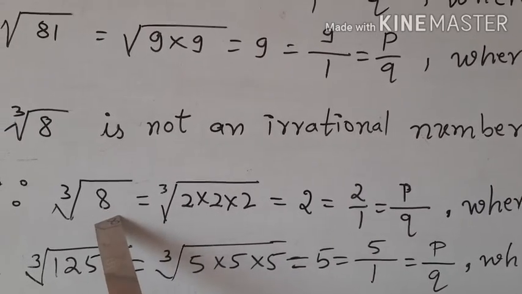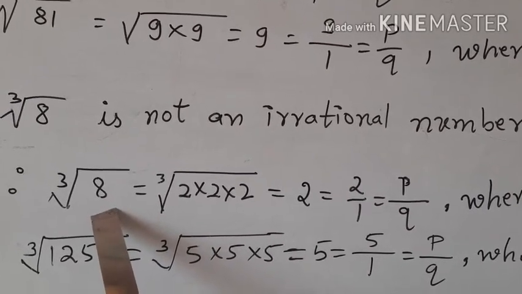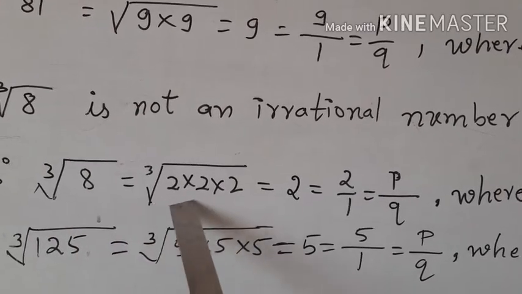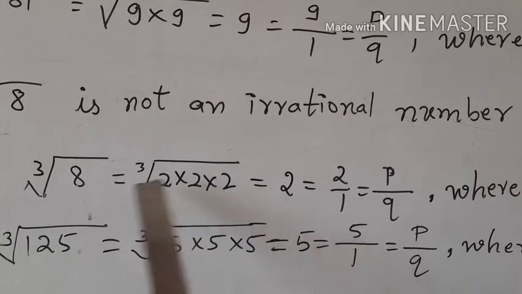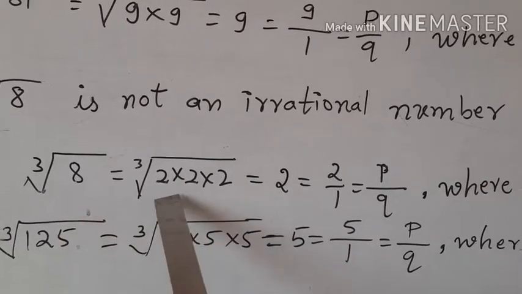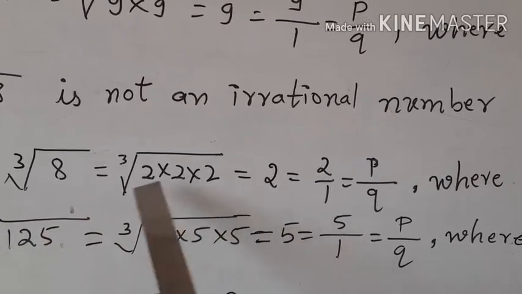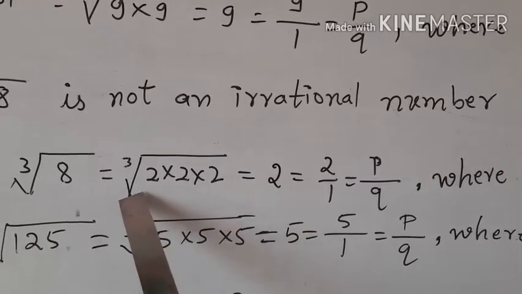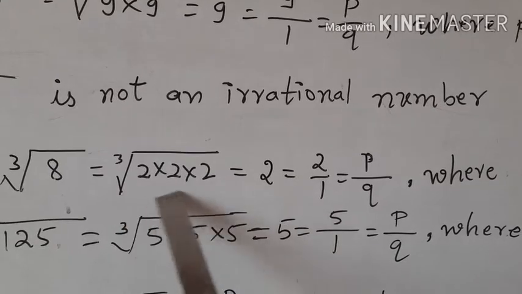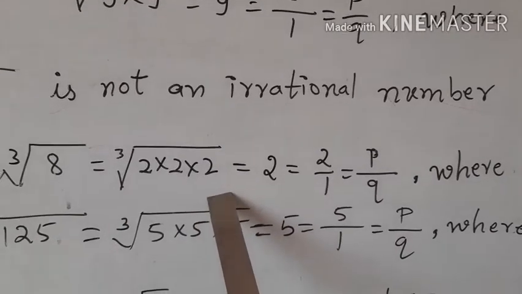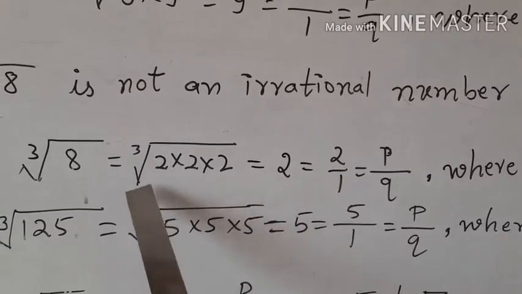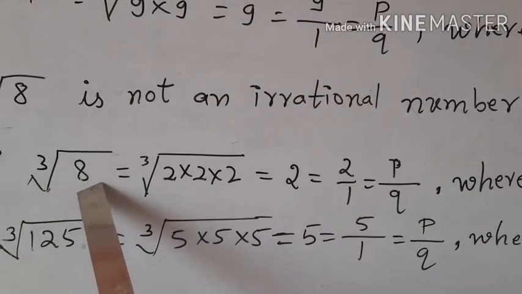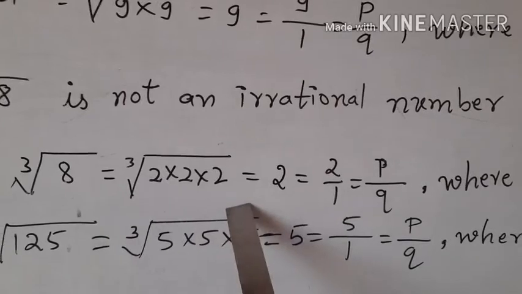And this n is a perfect cube. Why is it a perfect cube? You can write this 8 as the product of 3 equal integral factors, that is 2 into 2 into 2. Here 8 is equal to the product of 3 factors and all the 3 factors are equal. If any number is written as the product of 3 equal integral factors, then that number is called a perfect cube. Here 8 is a perfect cube.